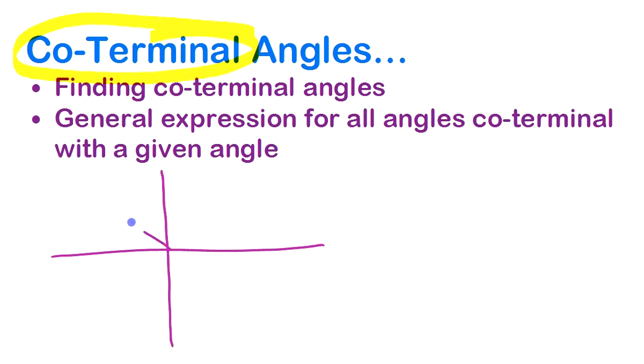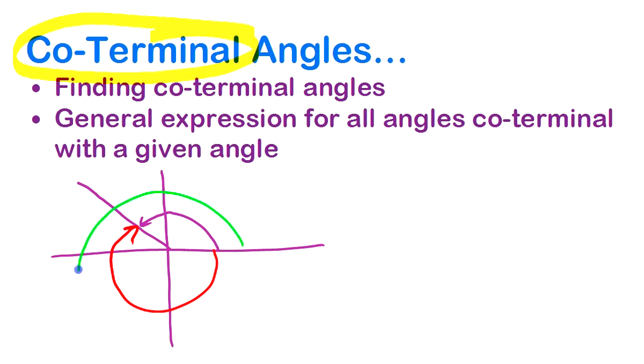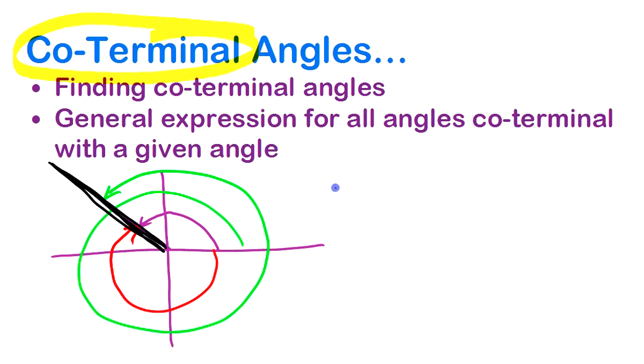So if you had an angle over here and you had it in standard position like that, a coterminal angle with that would be one, say, that went backwards to get to that same spot, or one that went forwards but more than one turn to get there and ended in that same spot. So coterminal angles share the same terminal arm. They end in the same spot.